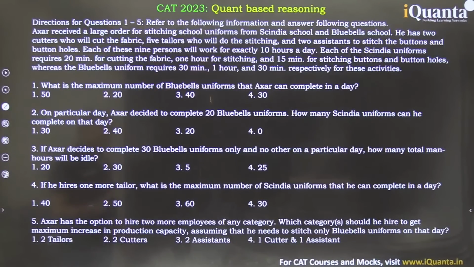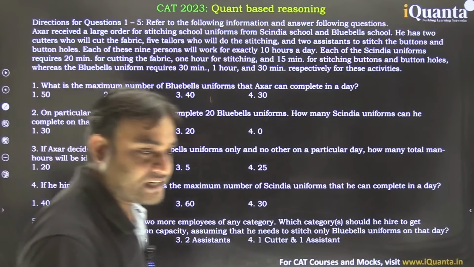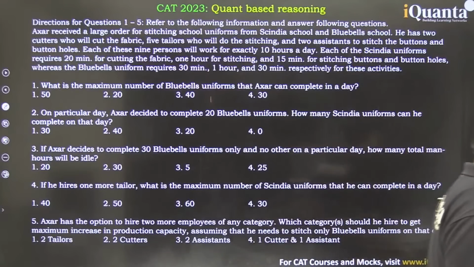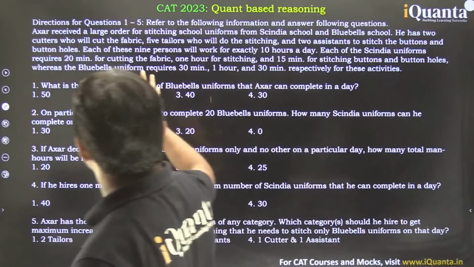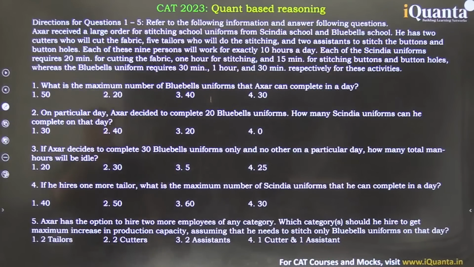See, in this question, you might need to create a table as I had suggested in the last LRDI class, that sometimes the data given in the question is jumbled up. So you might have to make a table to solve that question. You still have time. Just try to make a table, then it's very easy to solve these questions.